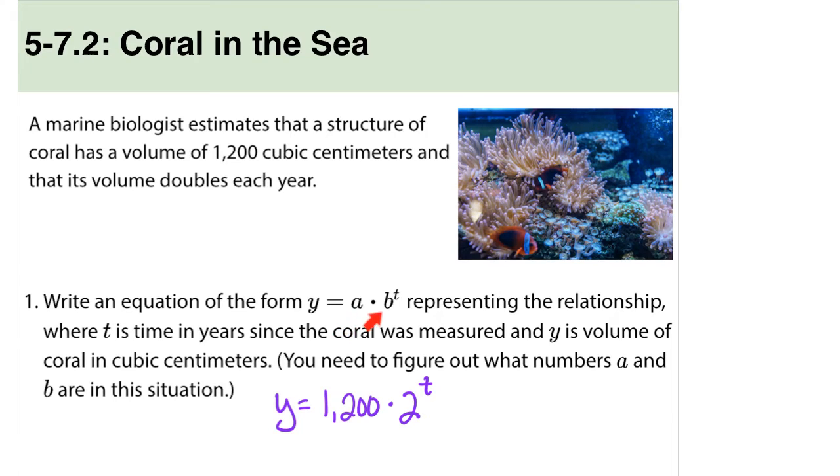Okay, looking at number 1. Looking at your equation, this is going to be an exponential equation. So your starting value for A is 1,200. That's what we started with. And your growth factor is 2 because it's doubling each year. And then our exponent here is T, and that's going to represent years.